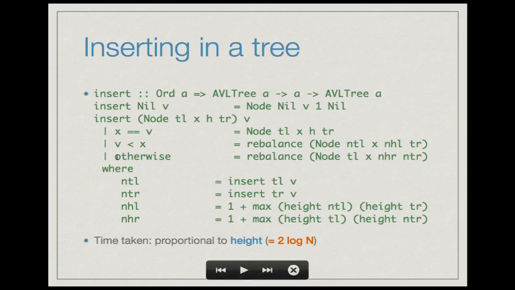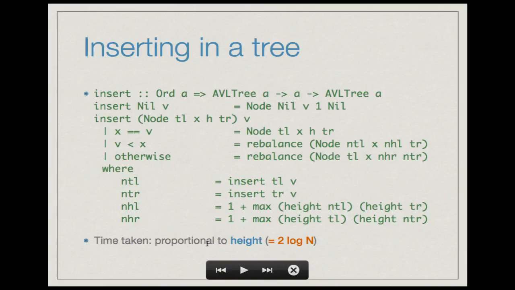Otherwise, this is the case when v is greater than x. In this case, we have to insert v in the right subtree. So we insert v in the right subtree and get nhr, ntr. ntr is insert tr v. nhr is 1 plus max height tl, height ntr. And then we do a rebalance.